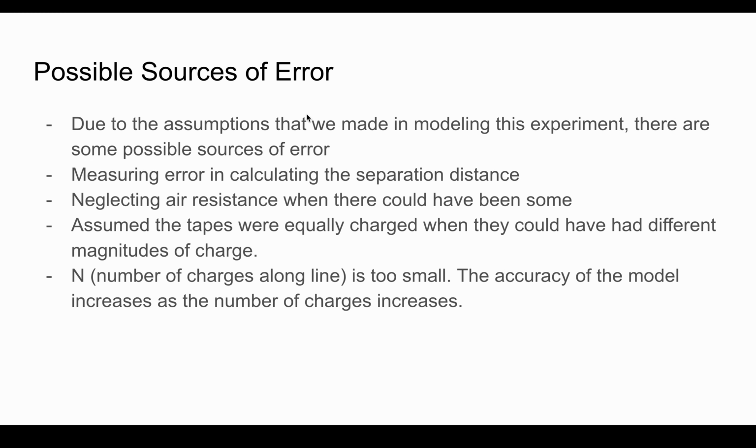The possible sources of error are mostly due to the assumptions that we made in modeling this experiment. There could also have been error in the experiment itself, such as in calculating the separation distance. We could have neglected air resistance when there could have been some. We assumed the tapes were equally charged, and they could have had different magnitudes of charge. And the number of charges along the line is too small, meaning the amount of charges on the line. The accuracy of the model increases as the number of charges increases, so only having 10 versus 20 makes my model slightly more inaccurate.